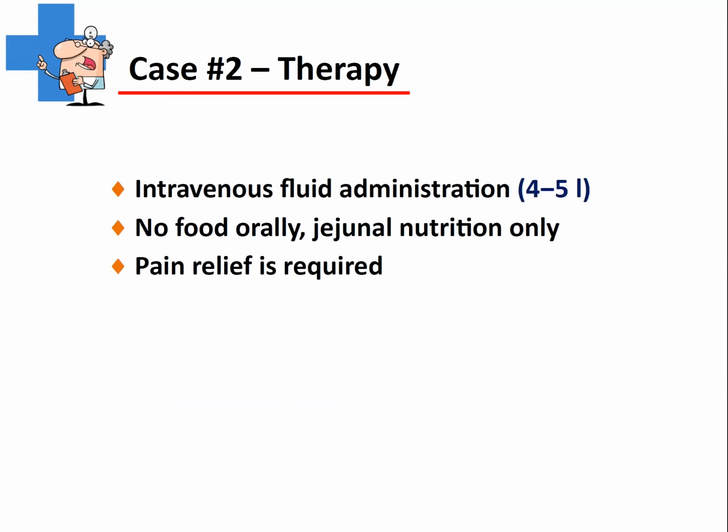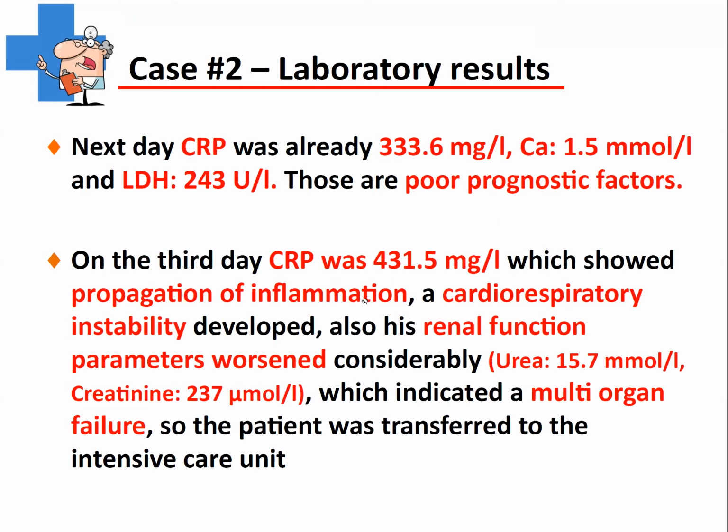Now, what they did: intravenous fluid administration to treat the hypovolemia, no food orally, jejunal nutrition only, and pain relief is required. Later on, they measured the CRP. And as you remember, the CRP was about 14. Now the patient's CRP increased to 333.